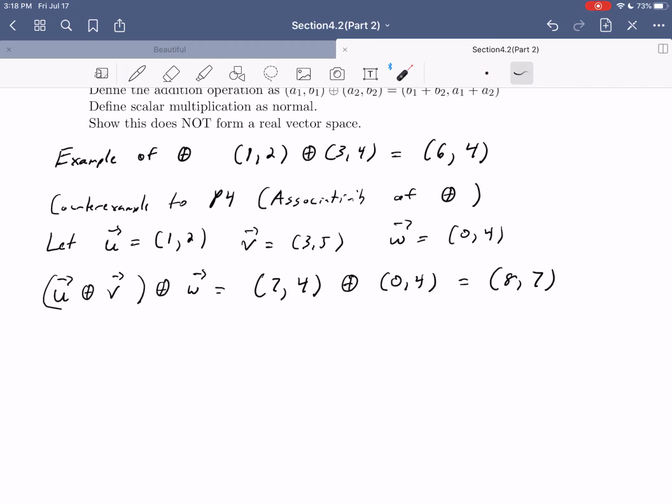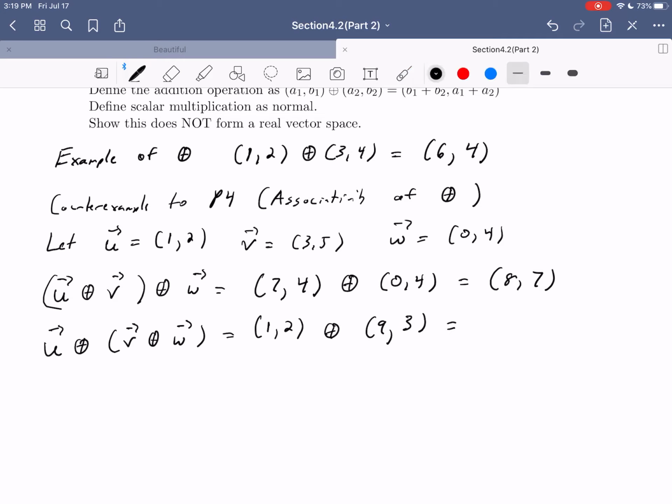Now let's see what happens if we add these two together first. So we're going to do U, and then we're going to add that to the result of V and W. So that's going to be U, which is (1, 2), plus, and now we need to add these two together. We add these first, 5 and 4, that's going to be 9, and put it first. And then 3 and 0, that's going to be 3. Now we add these guys first, that's going to be 5, and we put it first. So (5, 10).